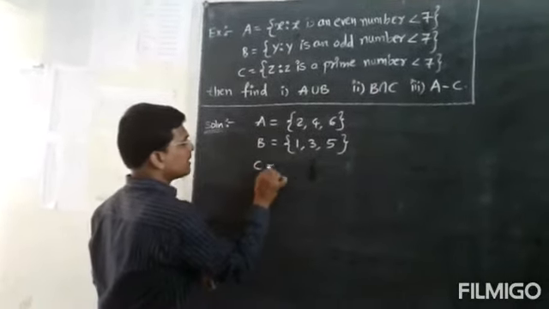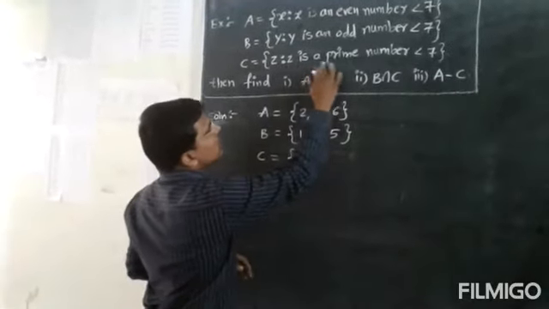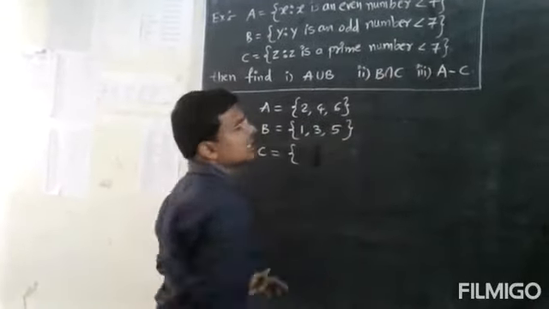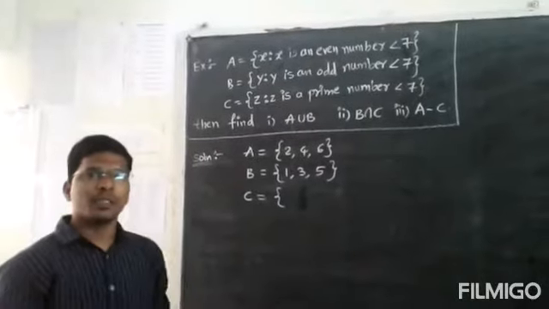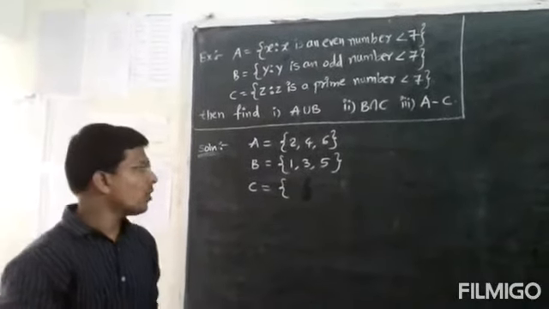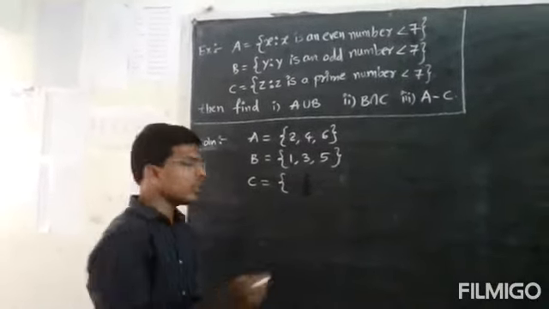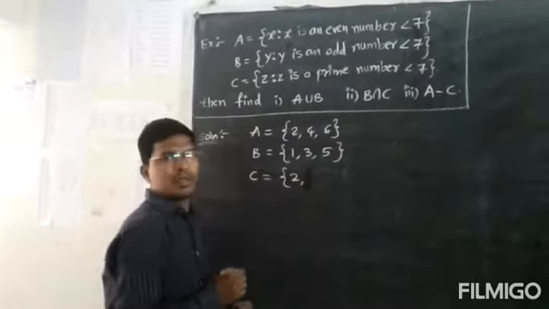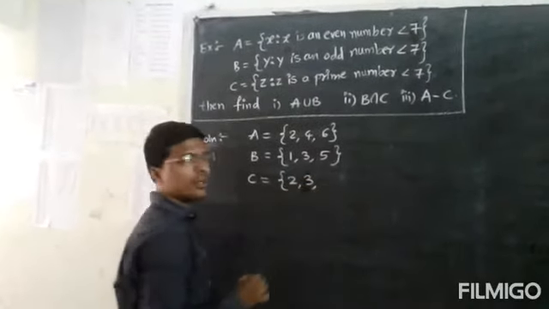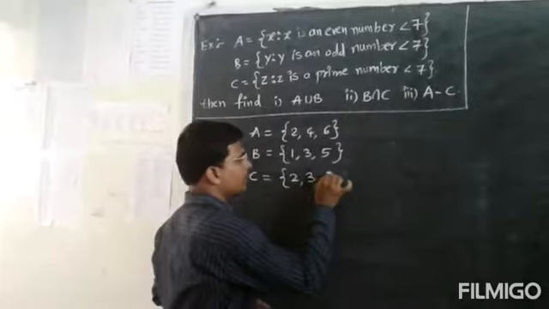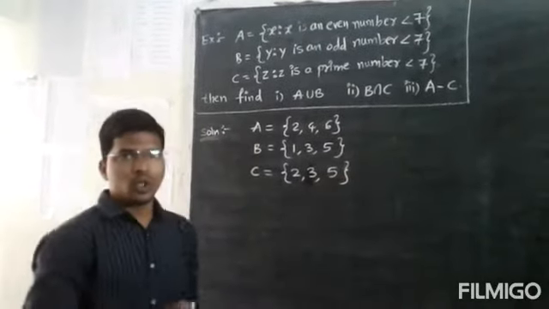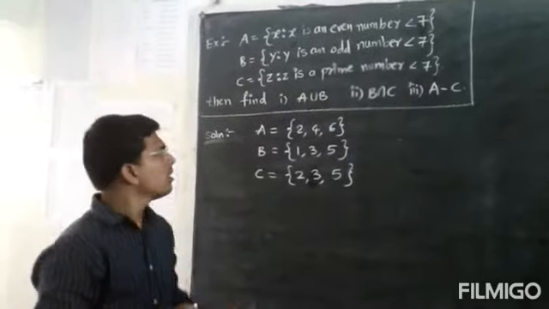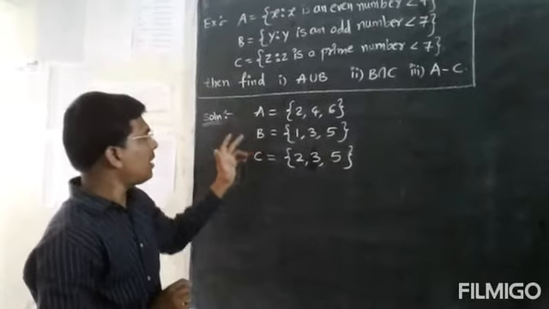Okay, next set C is equal to x such that x is a prime number less than 7. So what are the prime numbers present below the number 7? Okay, so 1 is not a prime number, 2 is an even prime number, 3 is a prime number, and 5 is also a prime number less than 7. Don't consider the number 7. So these are the 3 sets A, B, C.